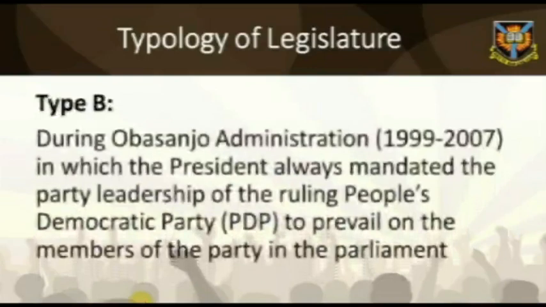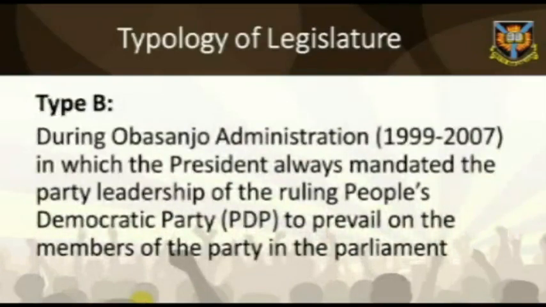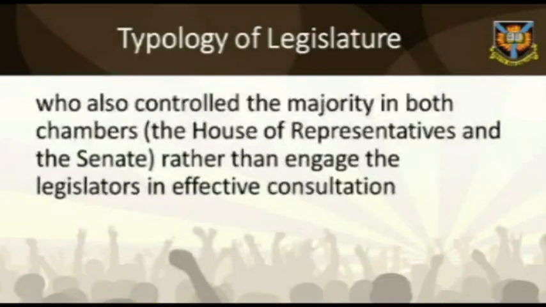This was evident in Nigeria during the Obasanjo administration between 1999 and 2007, in which the president always mandated the party leadership of the ruling People's Democratic Party, PDP, to prevail on the members of the party in the parliament, who also controlled the majority in both chambers, that is, the House of Representatives and the Senate, rather than engage the legislators in effective consultation.